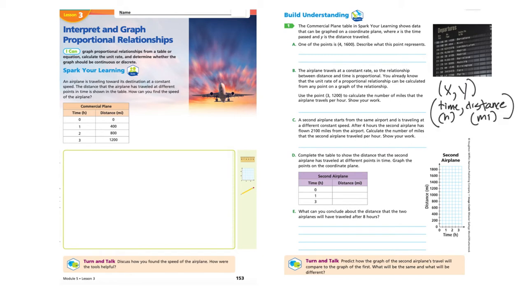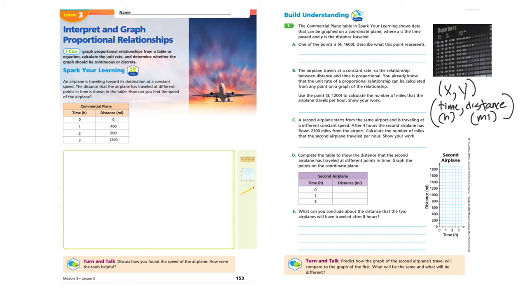So let's look at the build understanding. Number 1, the commercial plane table in Spark Your Learning. So here they're going to refer back to this. It shows data that can be graphed on a coordinate plane where x is the time passed. So here I kind of did this. So x is time and they have it in hours, and y is the distance traveled and they have that in miles.